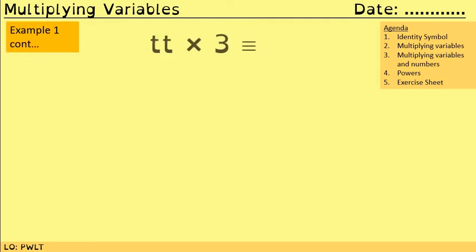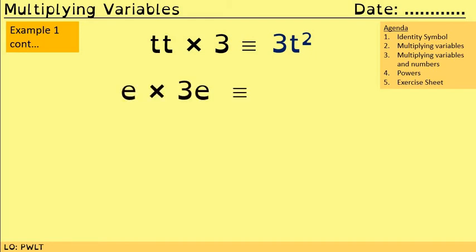So continuing on, here I've got tt multiplied by 3. We would never ever write tt, but this is just an example. We're going to remove multiplication symbols, step 1. We're going to have our number first, which is step 2. Letters in order, step 3. Any repeated variables, we need to have them squared. So we would have 3t squared.